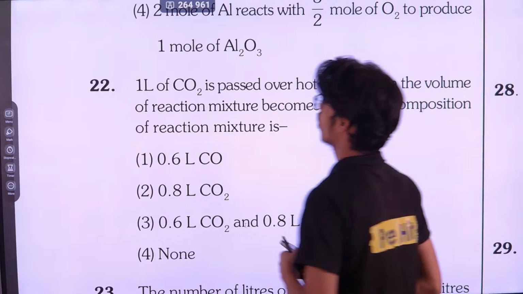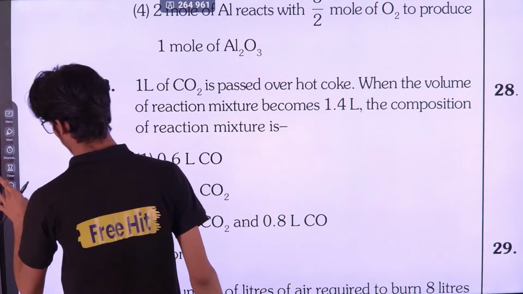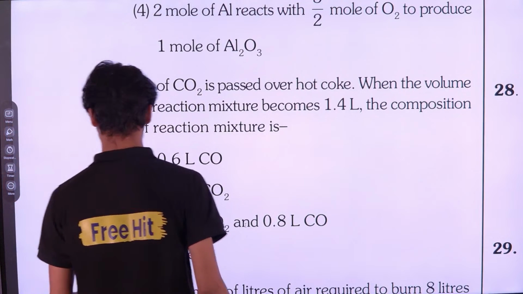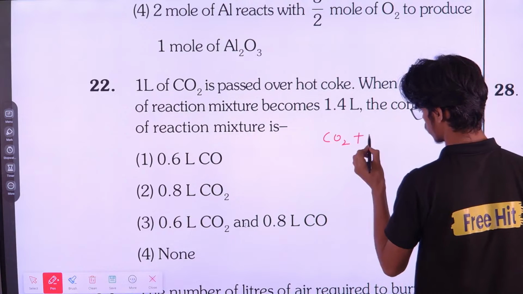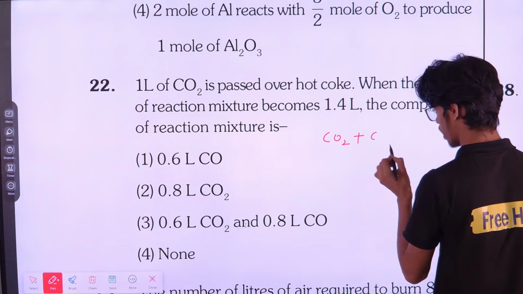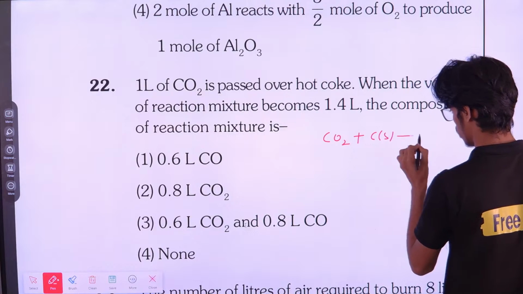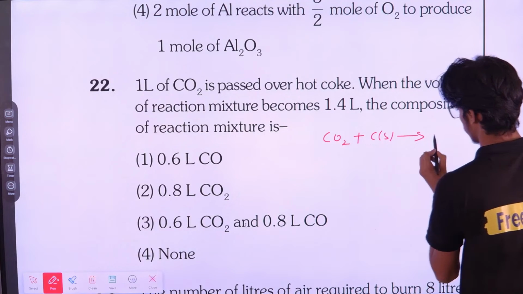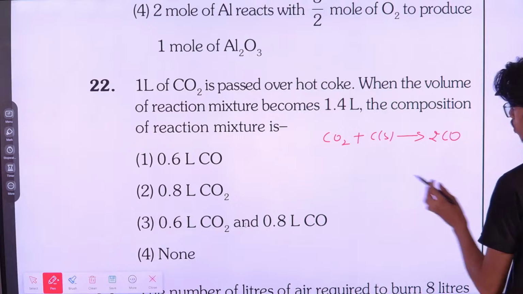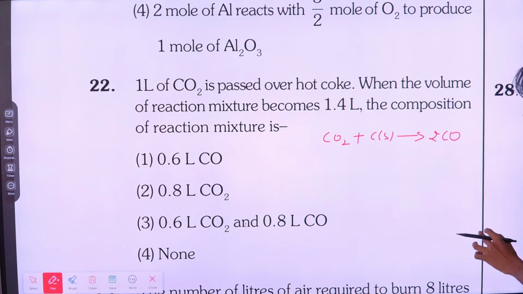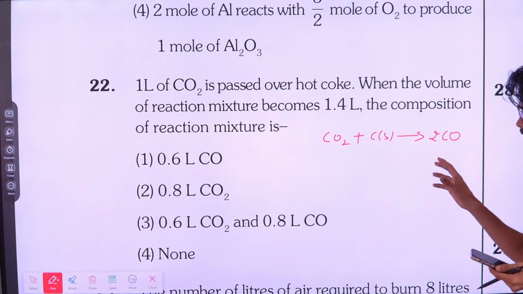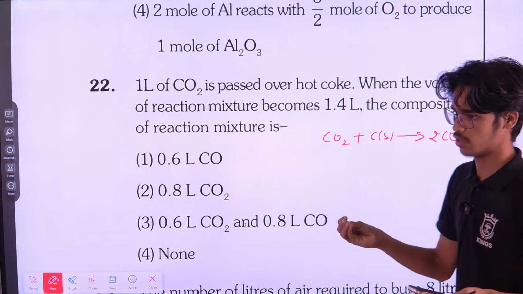So 1 liter of carbon dioxide. The equation is carbon dioxide is passed over coke. Coke, I told you, is carbon, in solid form. It forms 2 molecules of carbon monoxide: CO2 plus C gives 2CO. That is the reaction. Carbon monoxide is a reactive and also very poisonous gas.